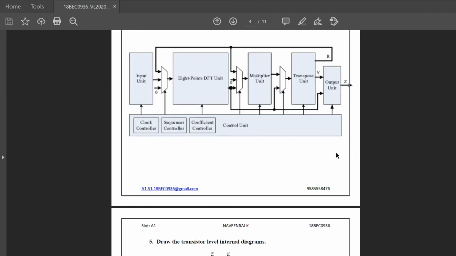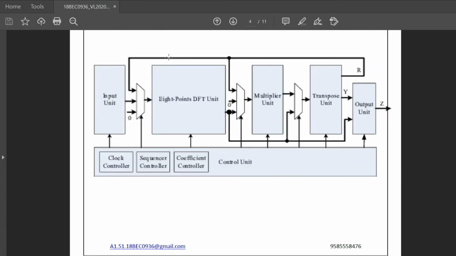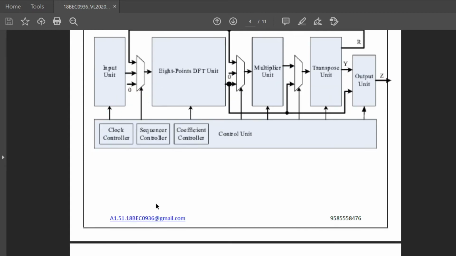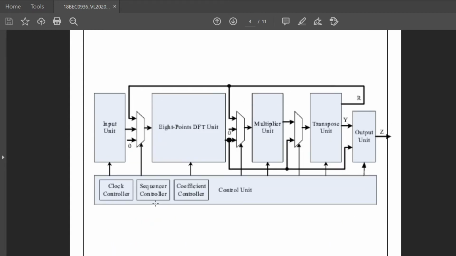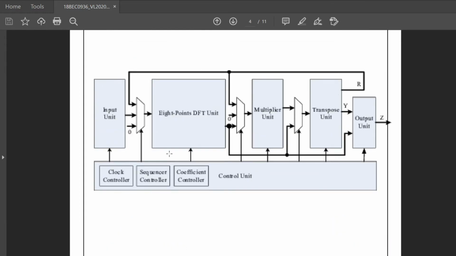draw.io tool, and Photoshop for the EPS formats. Suppose there's an input unit, and it goes to a DMUX, an 8-point DFT unit, a multiply unit, a transpose unit, and then the output unit. In between, the clock controller is attached to the input unit, and it ticks every 10 milliseconds. And there's a sequence controller for the DMUX, so that the 8-point DFT unit is not influenced by the inputs from the input unit. And that's all about the block diagram.